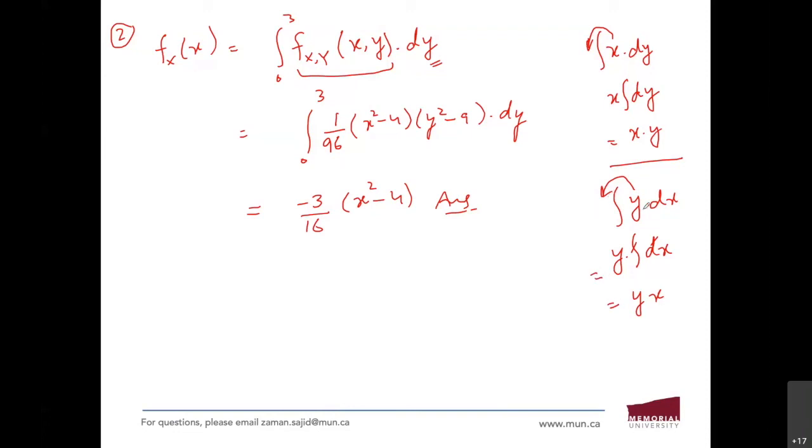Now this is to apply in part 3, where he was asking to find out the marginal probability of y. So it is f of y. I have the joint probability f of x, y.